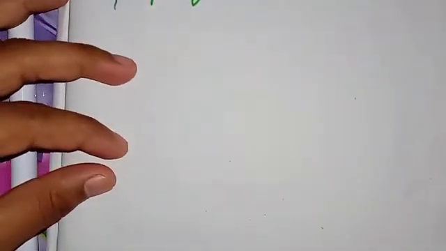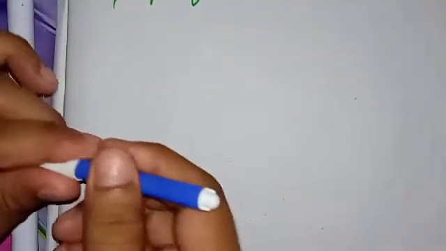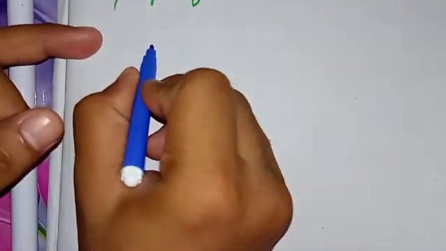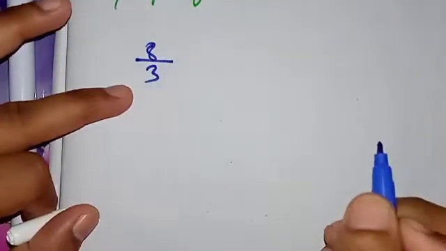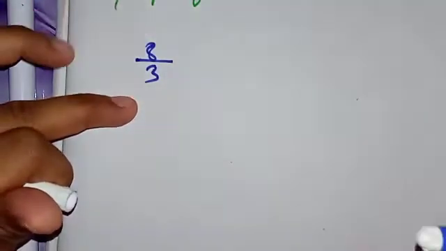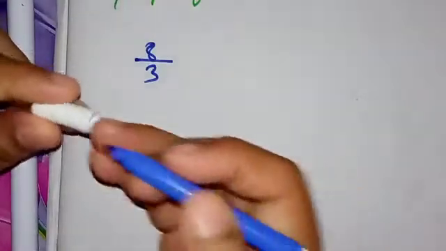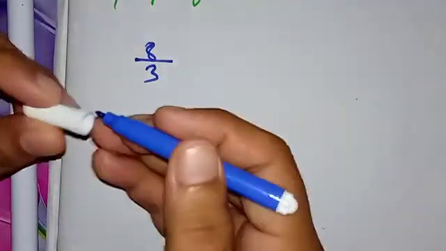Just be focused. Okay, so let us write an improper fraction over here. Improper means the numerator will be greater, definitely. So 8 by 3 is an improper fraction. Why? Because the denominator is lesser than the numerator. So this is an improper fraction, and they are asking us to convert this into mixed fraction.